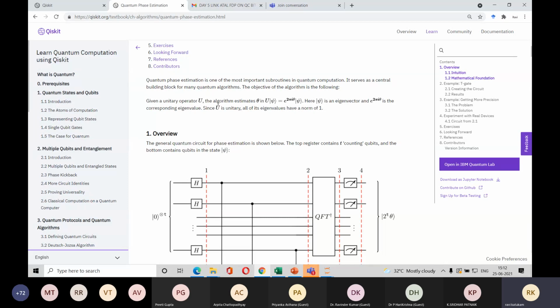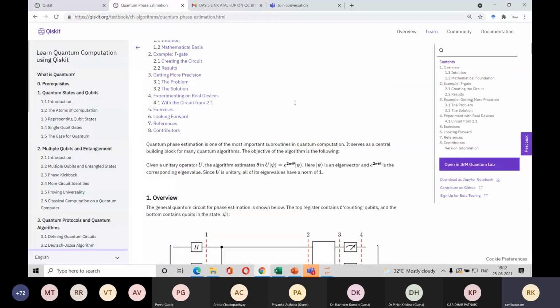So given a unitary U, the algorithm estimates theta in e^U psi = e^(i theta) psi. What does this entire equation mean? Let me tell you. We were discussing eigenstates, right? It does some operation on psi and tries to estimate the phases. That's why it is called the phase estimation algorithm.